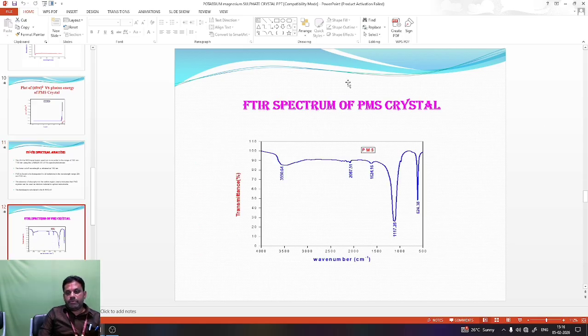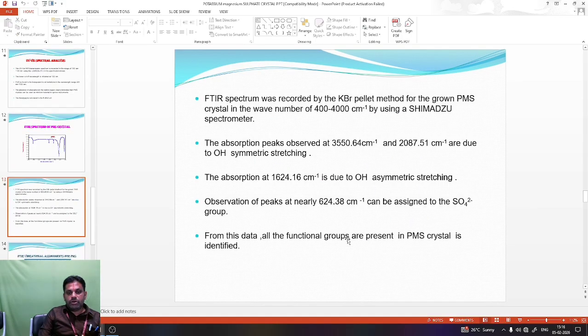So the FTIR spectrum of the PMS crystal shows 3 broad peaks at 3550, 1117 and 624. So these are the dominant peaks. It is analyzed like this: the crystals were mixed with KBr powder, potassium bromide powder, and kept in a sample holder, and the IR rays are passed. Then from the output we analyze what functional groups are present in the sample.